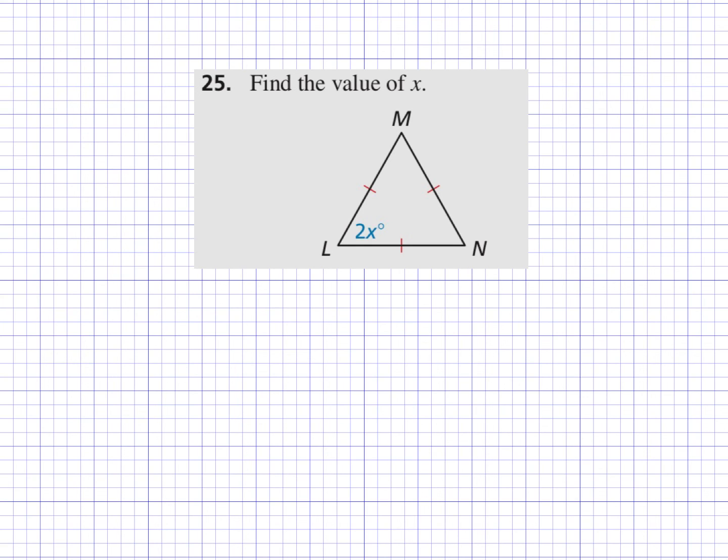Find the value of x. Well, we have an equilateral triangle here. So that means it's equiangular. So that means all angles are 60 degrees. So 2x must be 60 degrees, and therefore x is 30.